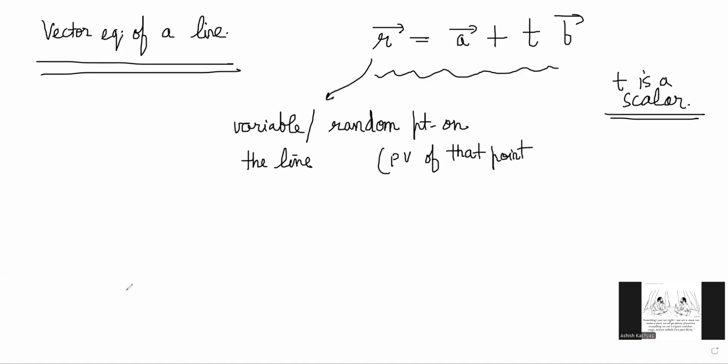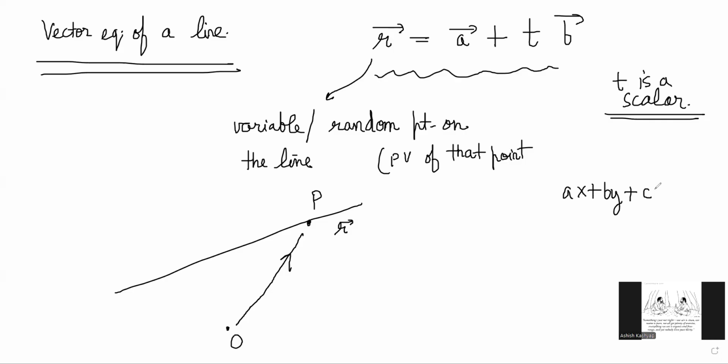So what do I mean by that? So suppose a line is like this. The origin is somewhere here, right? We have R is a random point on the line. This is the R vector, the position vector of a random point P on the line, okay? Usually, when you write the straight line equation also, if you remember in 2D straight lines, this is the standard equation of a straight line, right? And we say that point x comma y lies on the line, right?